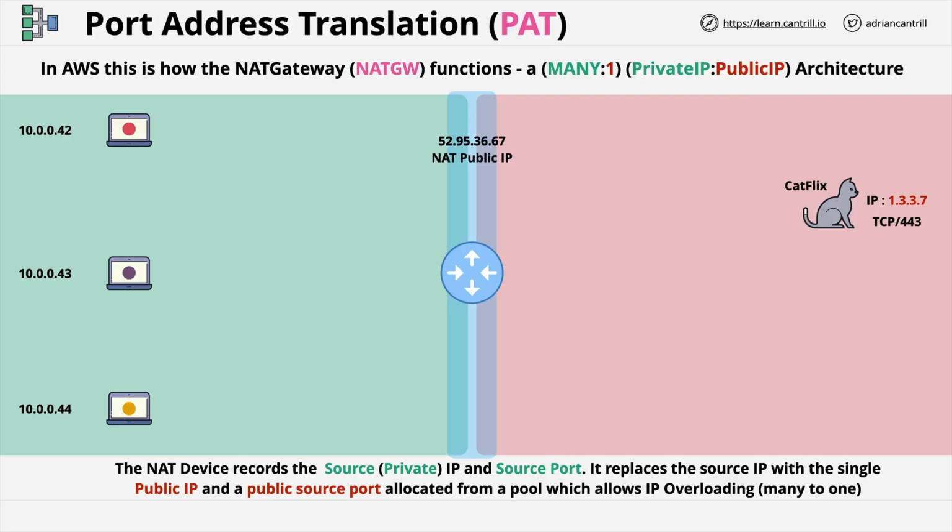So at this point, let's say that the top laptop, the red laptop, generates a packet, and the packet is going to Catflix. So its destination IP address is 1.3.3.7, and its destination port is 443. Now the source IP of this packet is itself, so the laptop's private IP address, and the source port is 32768, which is a randomly assigned ephemeral port.